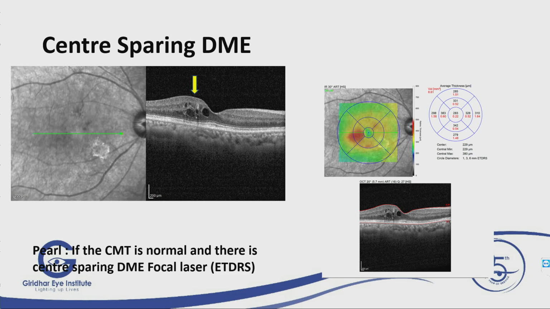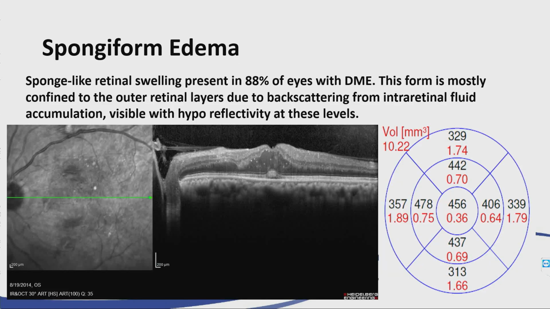So the classification is center non-involving DME. These sort of cases, we always try to give laser if there are leaking microaneurysms. So this is center non-involving, you can see the central thickness is okay, it is just next to that. So the standard treatment is focal laser. Now spongiform edema, this is sponge-like edema. In fact, it is present in 88% of cases. And this central macular thickness is important in the follow-up, but don't treat just based on this.